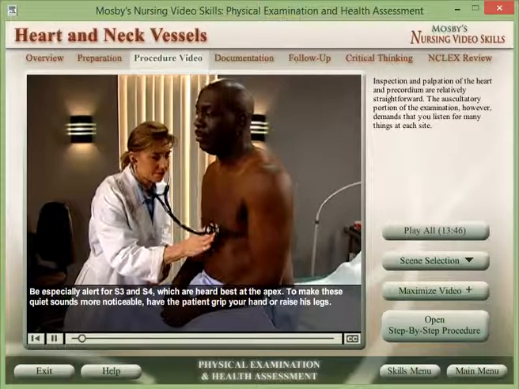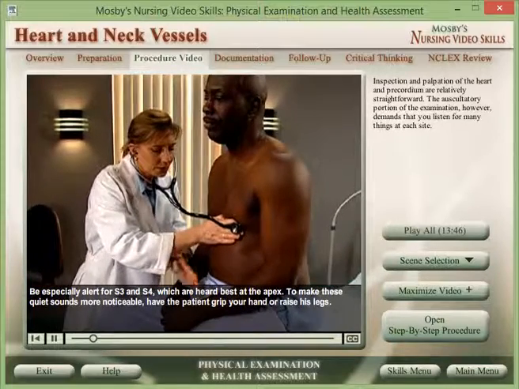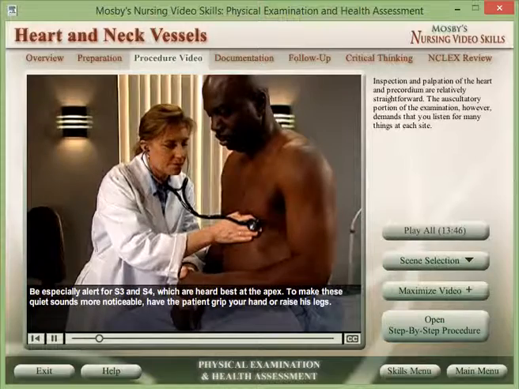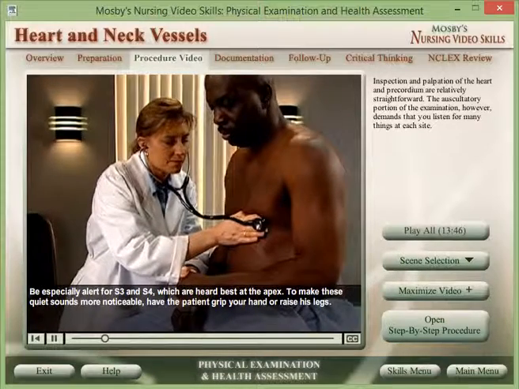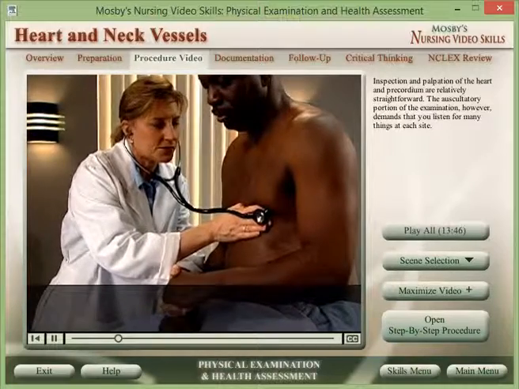Be especially alert for S3 and S4, which are heard best at the apex. Now squeeze my hand firmly. To make these quiet sounds more noticeable, have the patient grip your hand or raise his legs.